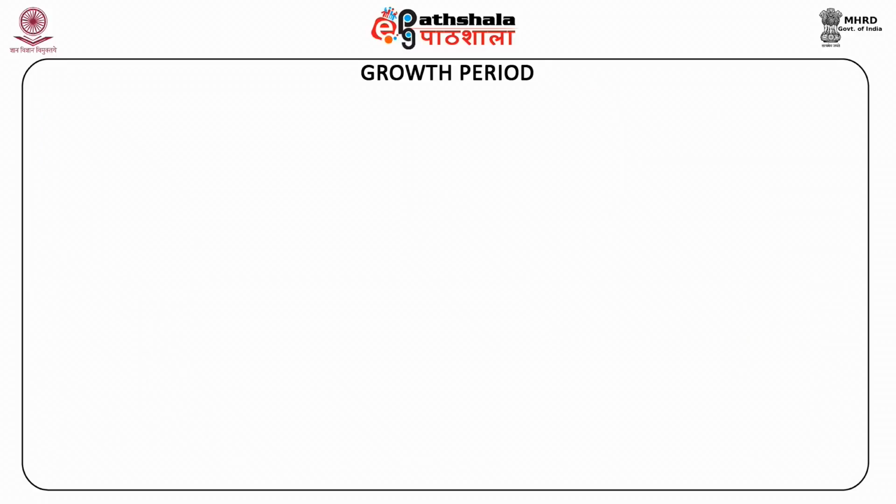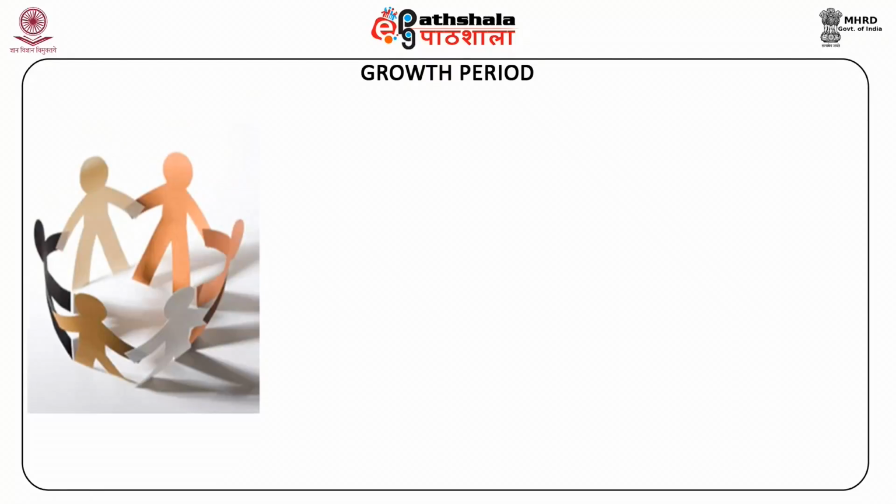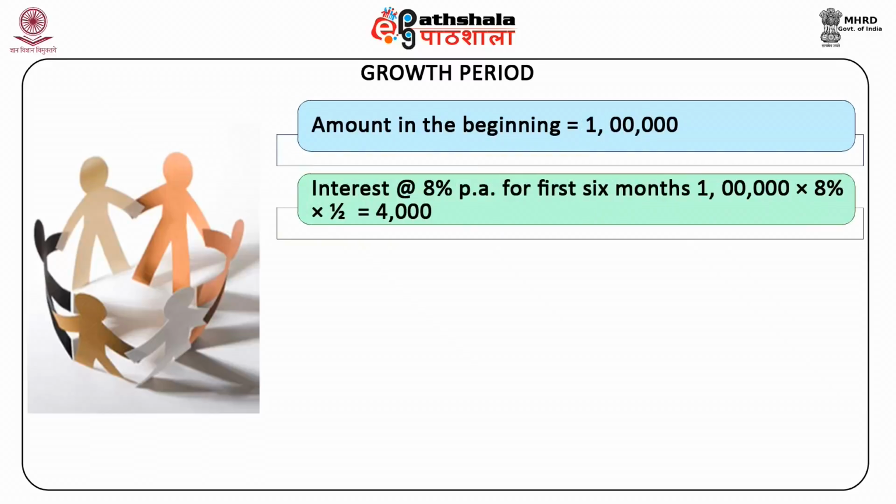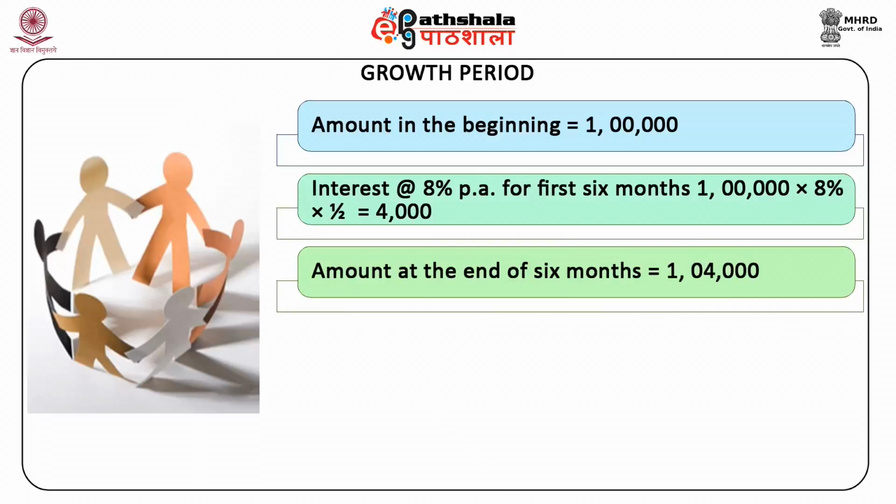Now suppose compounding is done more frequently. For example, a deposit amount of rupees 1 lakh in a bank offers 8% rate of interest per annum compounded semi-annually. Following is the way to calculate the amount at the end of 1 year. Amount in the beginning: 1 lakh. Interest at the rate of 8% per annum for the first 6 months is equal to 1 lakh into 8 divided by 2, which is equal to 4,000. Amount at the end of 6 months is 1 lakh 4,000.